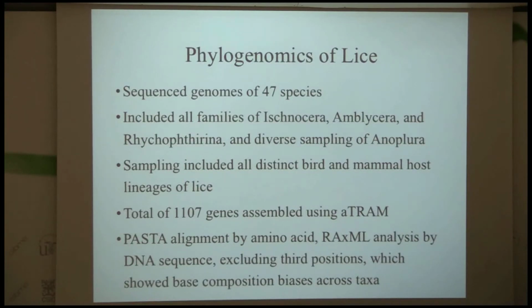And so now we've applied this to phylogenomic questions in lice. So we've sequenced the genome of 47 louse species, including all major suborders and most of the important families, representing all the distinct bird and mammal host lineages to get at this question. For this project, we targeted a little over 1,000 genes for assembly using aTRAM and did sort of standard phylogenomics analysis.